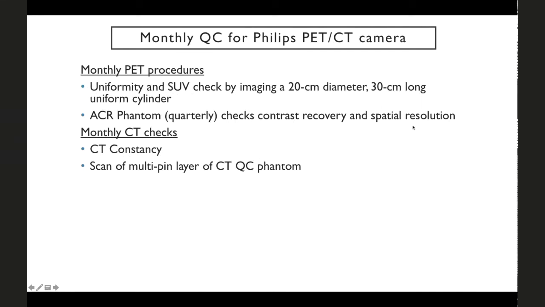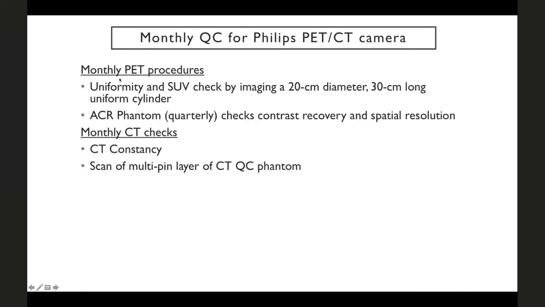So all the QC from now on is performed in most places by us, the physicists, as opposed to the technologists. On a monthly basis, we do these checks. We want to look at the uniformity and the accuracy of our SUVs. We can do that by scanning a uniform cylinder, and I'll show you what that looks like in just a minute.